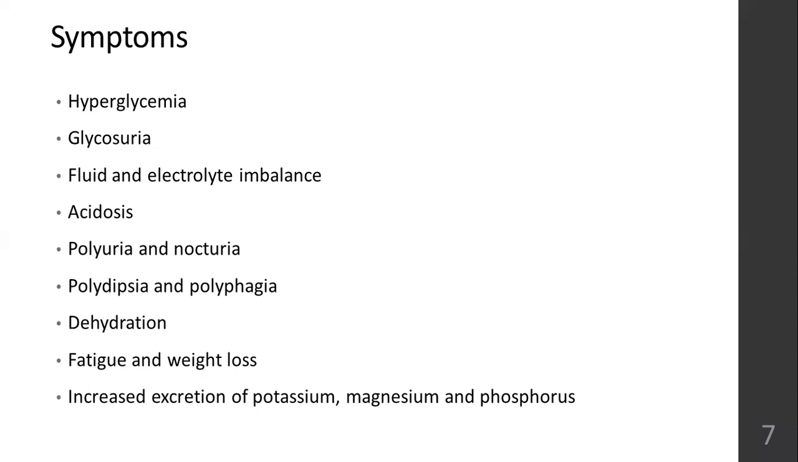Then increased excretion of potassium, magnesium, and phosphorus, as I mentioned earlier, when there is too much of urination and too much of glucose in urine. Remember, glucose will not be the only element that will leave your kidney. It will push and take a lot of other electrolytes as well along with it and be urinated out. So the body goes into a state of increased excretion of potassium, magnesium, and phosphorus. So are the symptoms clear to all?